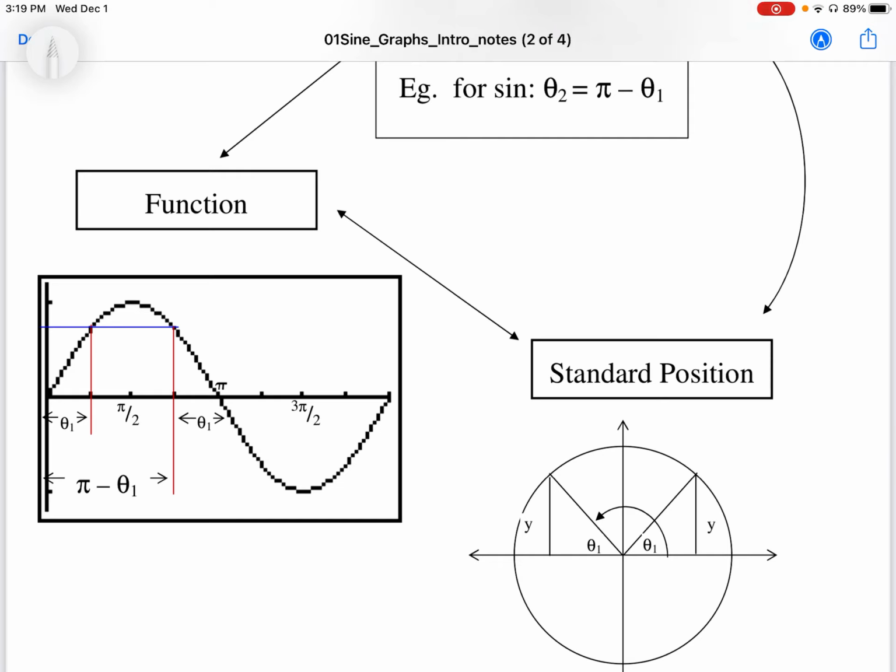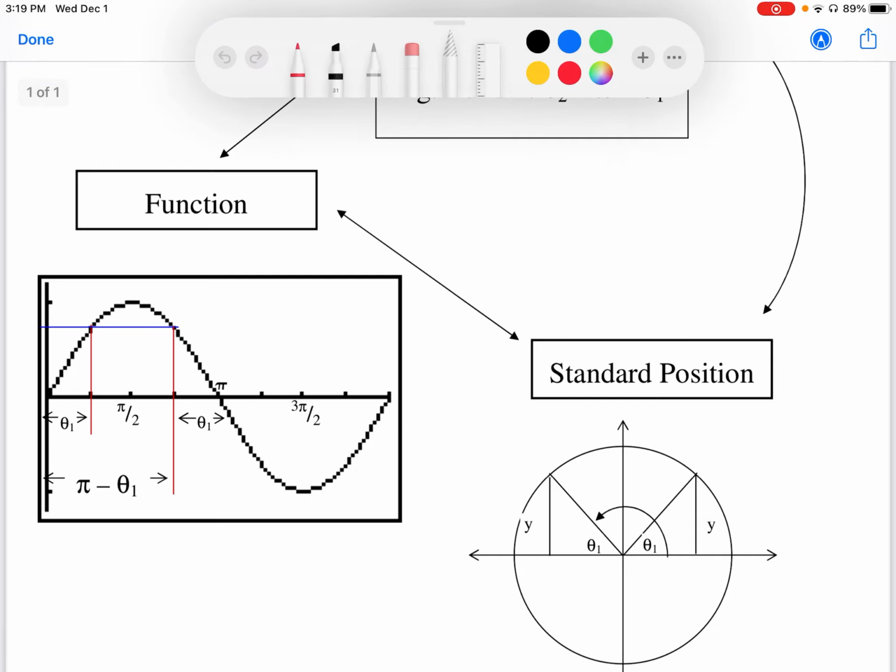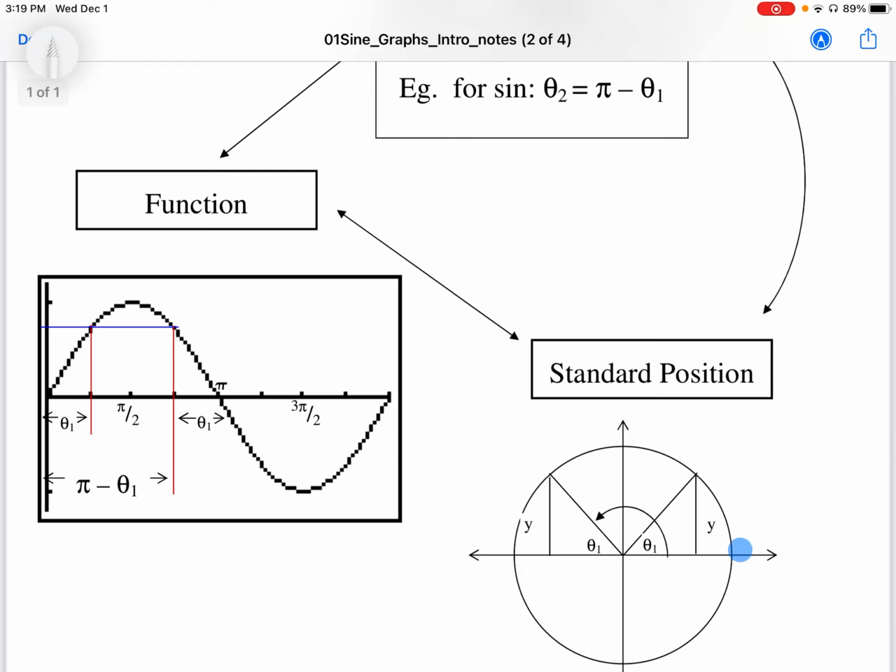So as we rotate around the circle, as we rotate from 0 here around the circle in this direction, the Y position is going to change. So we're starting at 0 here, and as we turn, the Y position increases.